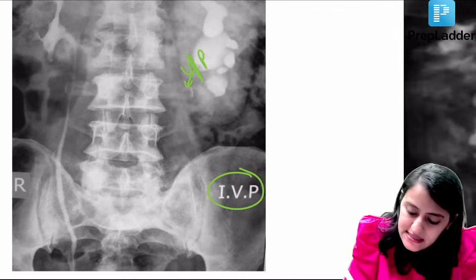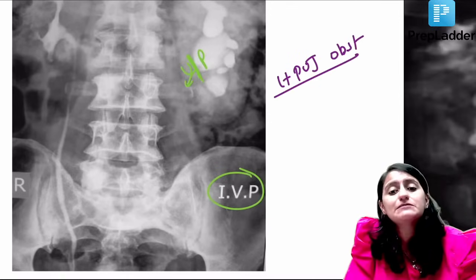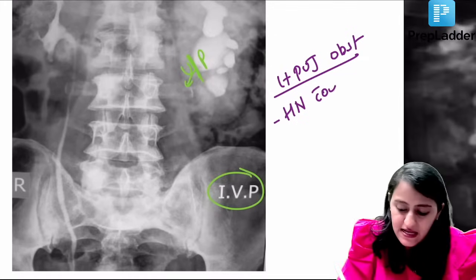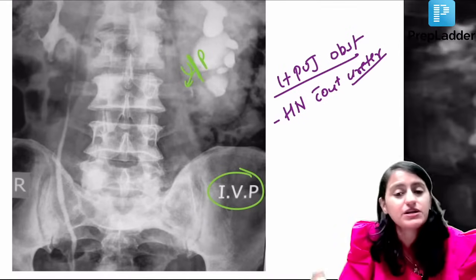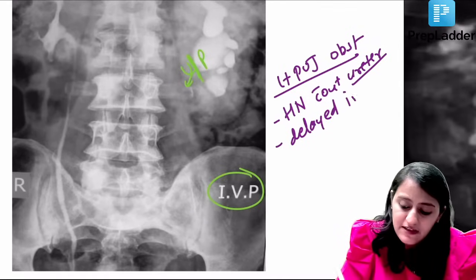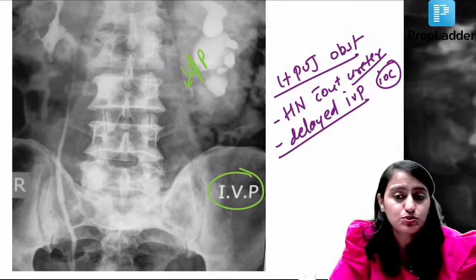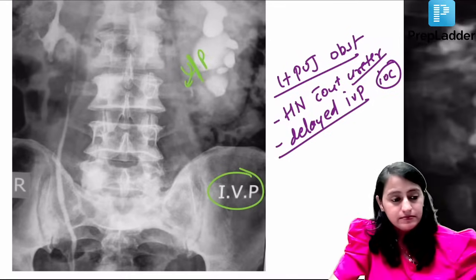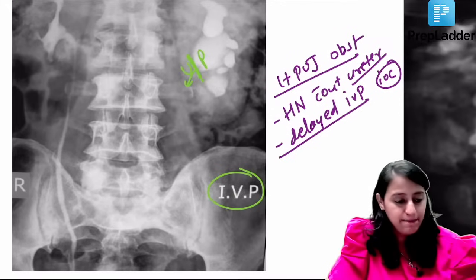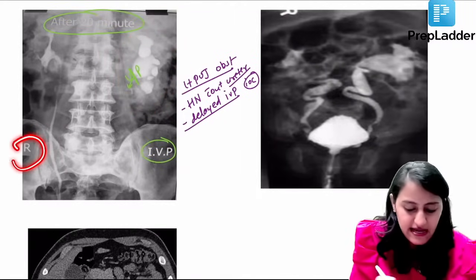So this is left-sided PUJ obstruction, right? Left-sided PUJ obstruction. What are you seeing? Hydronephrosis. Are you seeing the ureter there? No. What will be the investigation of choice? IVP with delayed image, to rule out slow excretion. It's an absent excretion. Why left? Because this is the right side, this is the left side.